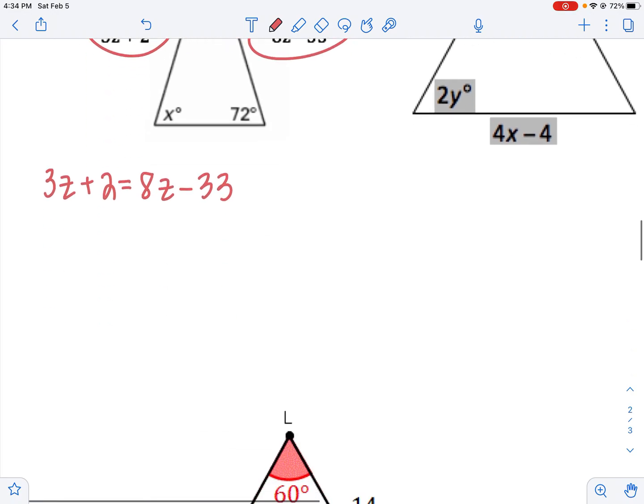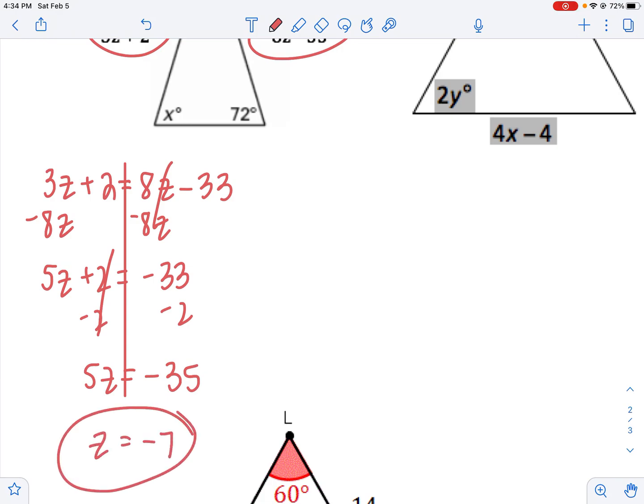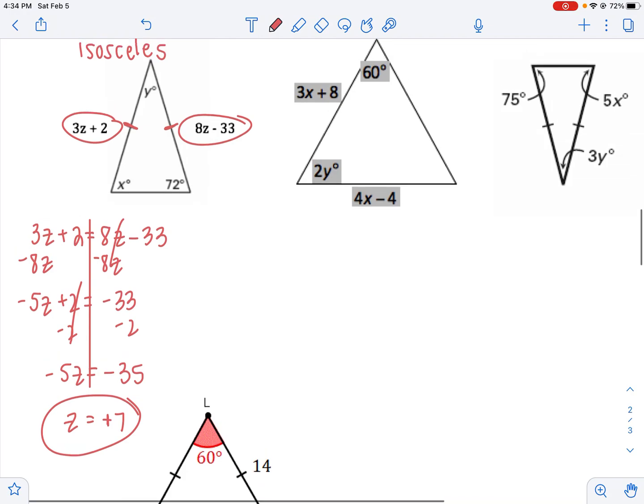And then I'm going to go ahead and solve for z. So in this case, I'm going to subtract 8z, because I like to put the letter on the left. 3z minus 8z would be 5z, plus 2 equals negative 33, and then when I subtract 2, 5z would equal negative 35. Divide both sides by 5, so z would equal negative 7. Okay, now if we continue to take a look, a negative divided by a negative is a positive. My bad, that should be positive 7. Minor mistake there, caught it before I continue, which is good. So positive 7, not negative 7.